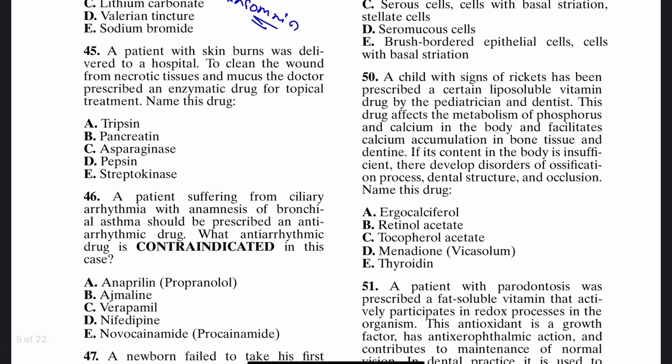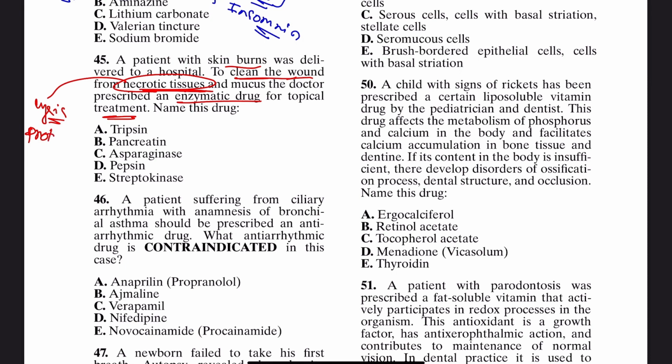Here we have a patient with skin burns delivered to a hospital to clean the wound from necrotic tissues. The doctor prescribed an enzymatic drug for topical treatment. Name this drug. So here we want to clean the wound from necrotic tissues. We need to lyse this necrotic tissue. Necrotic tissue has a lot of proteins, so we need proteolysis. So we should use a proteinase, trypsin. It breaks down proteins.